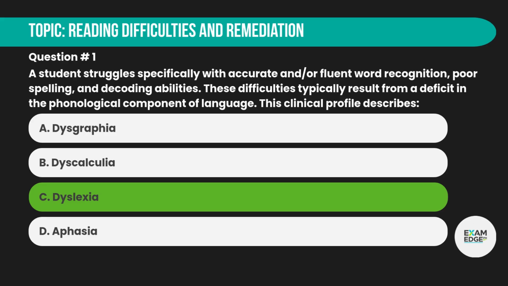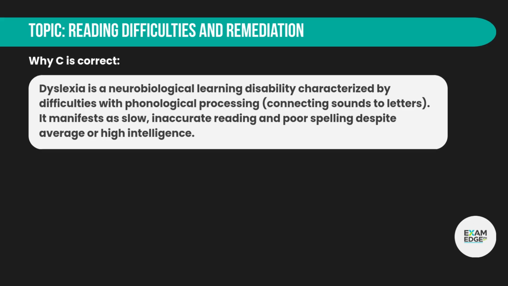Correct answer: C. Dyslexia. Why C is correct? Dyslexia is a neurobiological learning disability characterized by difficulties with phonological processing, connecting sounds to letters. It manifests as slow, inaccurate reading and poor spelling despite average or high intelligence.